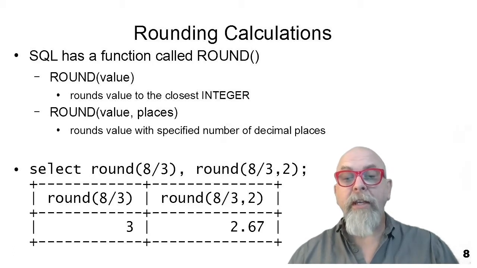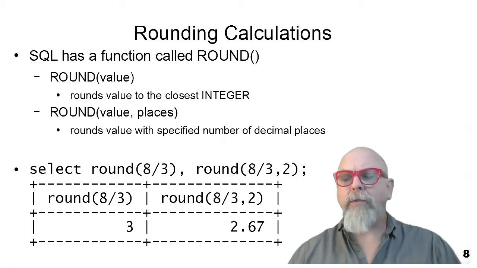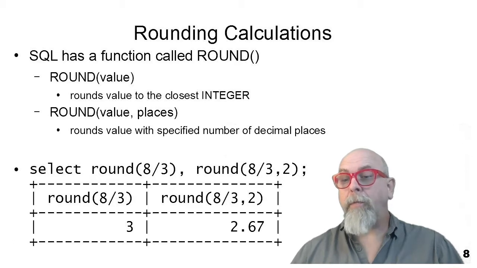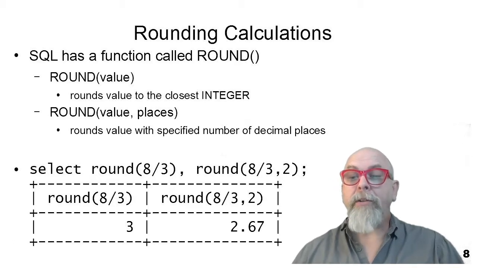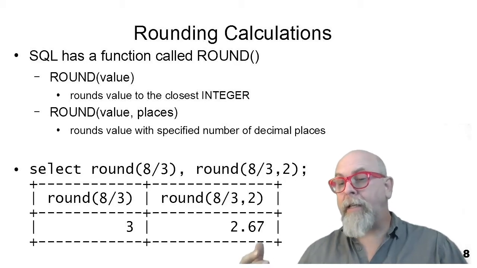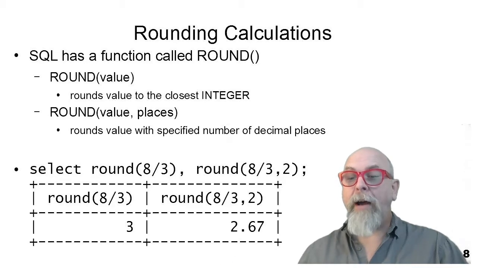So you can see that 8/3 is 2.66667, 2.666, and 6 goes on to infinity. So to round 8/3 would be 3, because 2.67 would round to 3. But to round 8/3 to only two decimal places, the 2.66 with 6 going on to infinity would round to 2.67. So if you want to round a decimal value into dollars and cents, using round with the value comma 2 is how you would do that for most SQL statements.